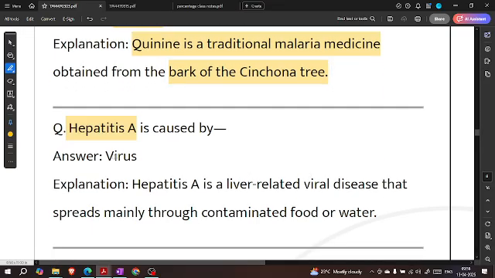Hepatitis A is caused by virus. Hepatitis A is a liver-related viral disease that spreads mainly through contaminated food or water.